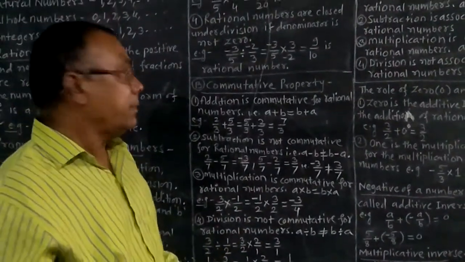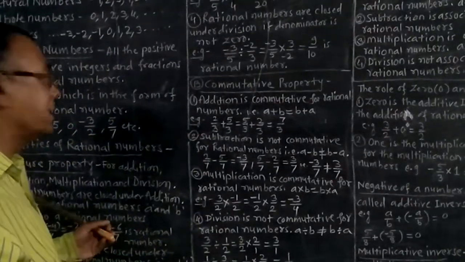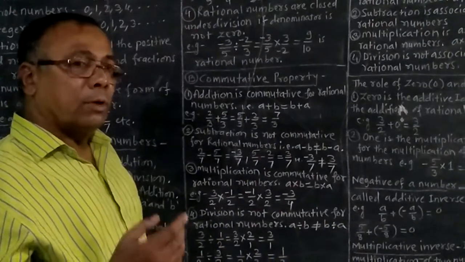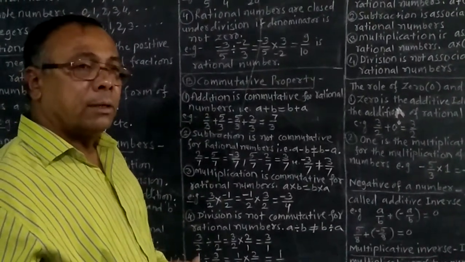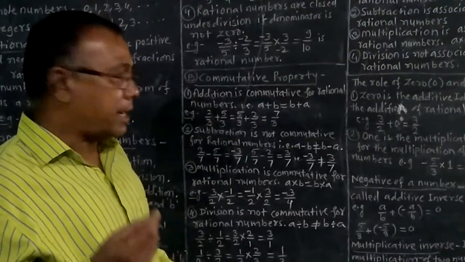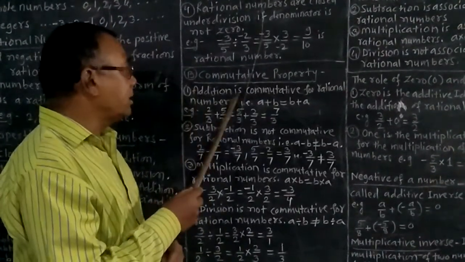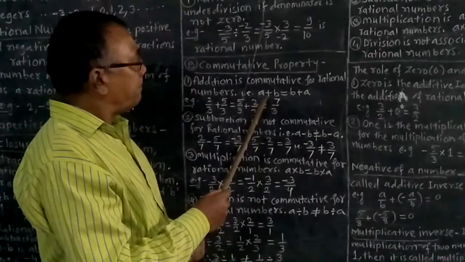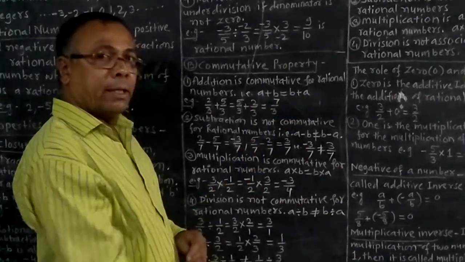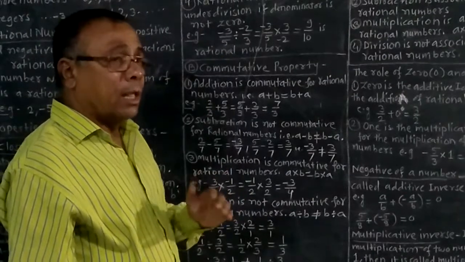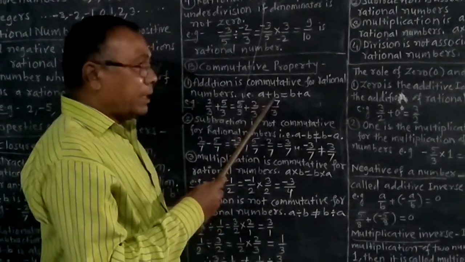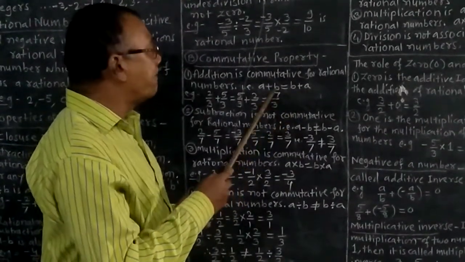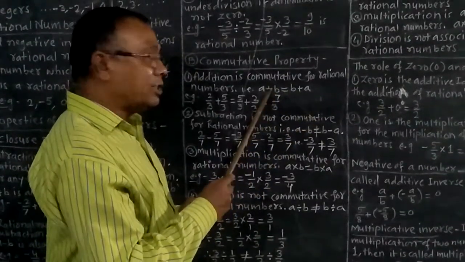There is a second property of rational numbers. We have seen the first property, that is the closure property, and now we will see the commutative property. The commutative property is also for addition, subtraction, multiplication and division. We will see addition is commutative for rational numbers, that is a plus b is equal to b plus a. If we add the two rational numbers a plus b and in the reverse form, that is b plus a, then the sum must be the same.